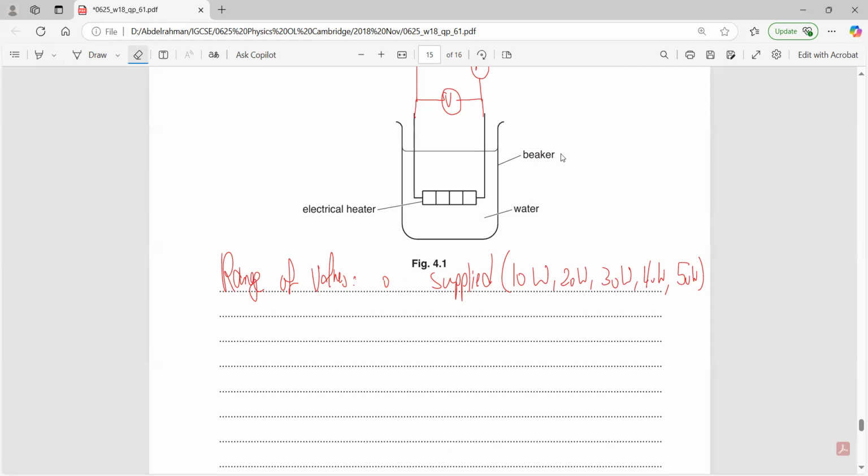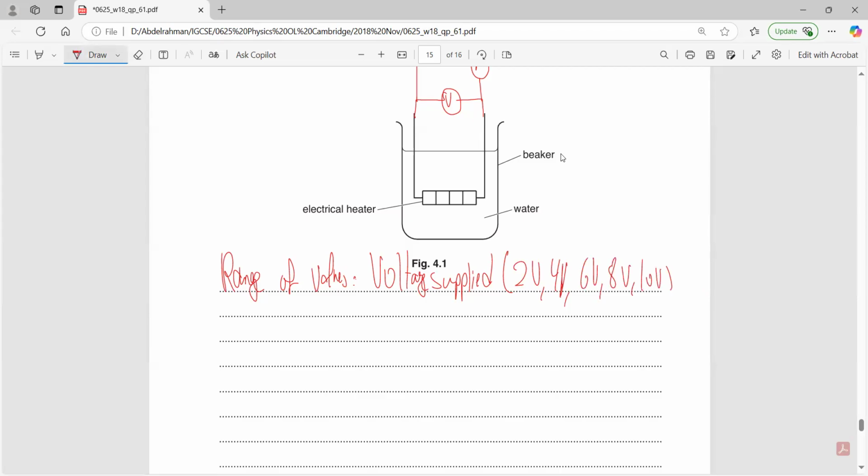For example, what if I said the voltage? What if I say the voltage? Can I write down the voltage? Yes, you can write down the voltage. Okay, the voltage, or input voltage, voltage supplied. What are the different values of the voltage? 2 volts, 4 volts, 6 volts, 8 volts, 10 volts.